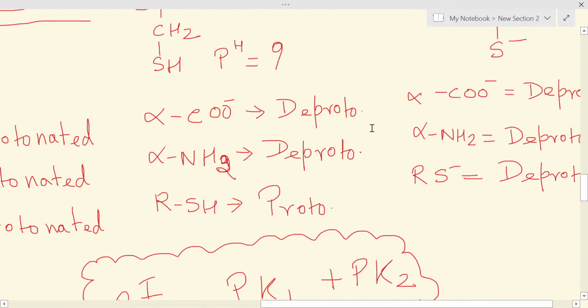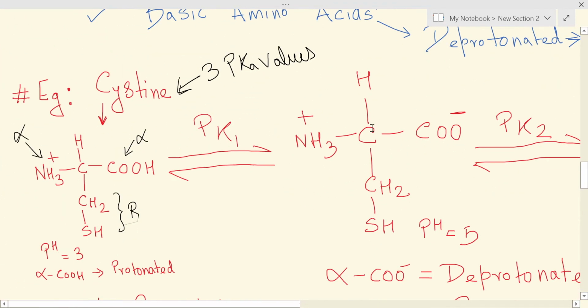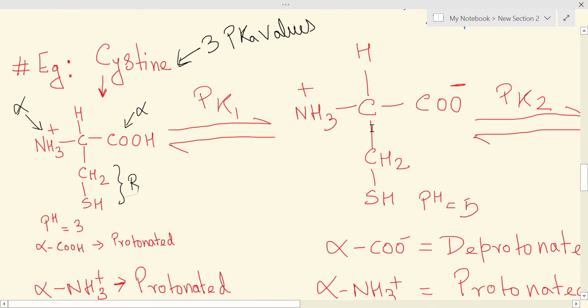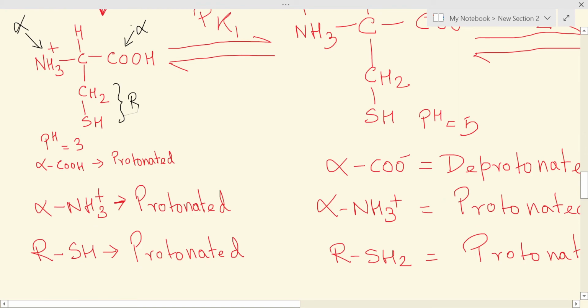Now let me get back to this point here. So cysteine, when it is kept under pH 3, what will happen? This alpha carboxylic acid will be protonated, this alpha ammonium group will be protonated, and this R group will be protonated.